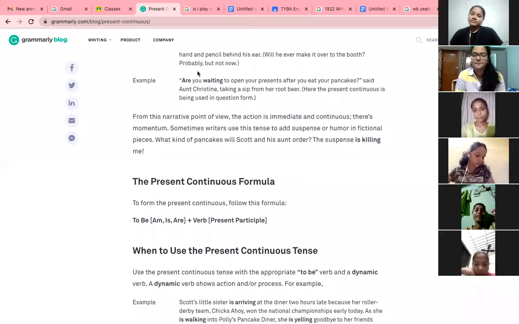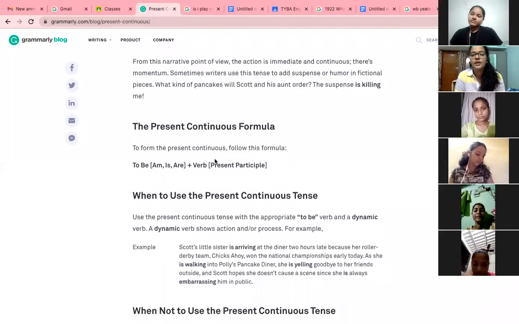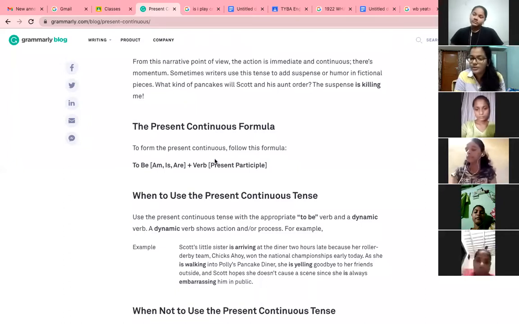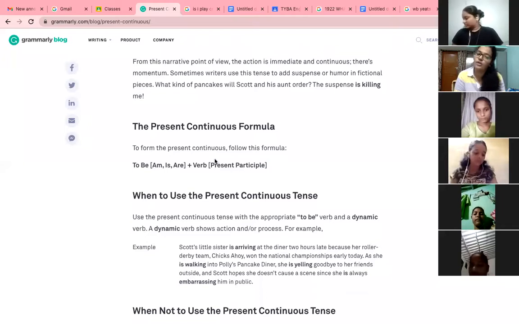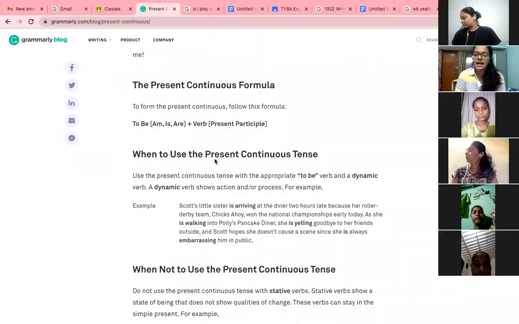Good job, Rukmini. Okay. When to use the present continuous tense? Use the present continuous tense with the appropriate to be verb with a dynamic verb. Okay. What is a dynamic verb? A dynamic verb shows action and/or a process. Dynamic verb is just another fancy word, just like present participle is. Okay. What we will keep in mind is our ing usage.